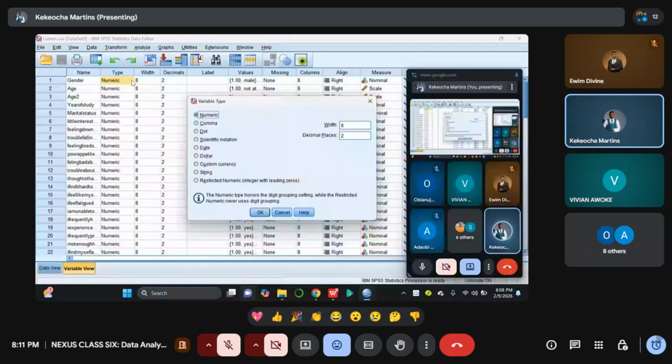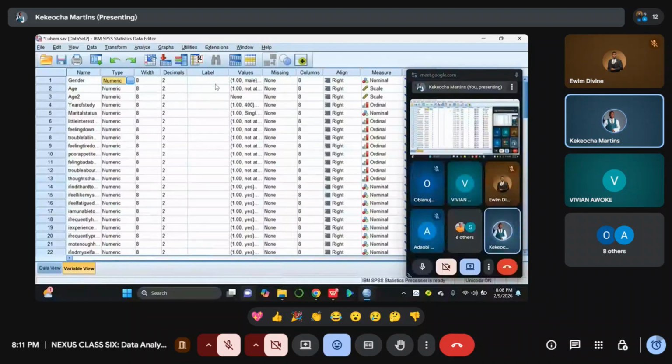If it's a categorical variable, or variables that are in words, for example, single, you want to type single by yourself instead of using numbers. You have to change it to string. So that is what you do under this variable type. This type means variable type, obviously written here. So you choose OK.